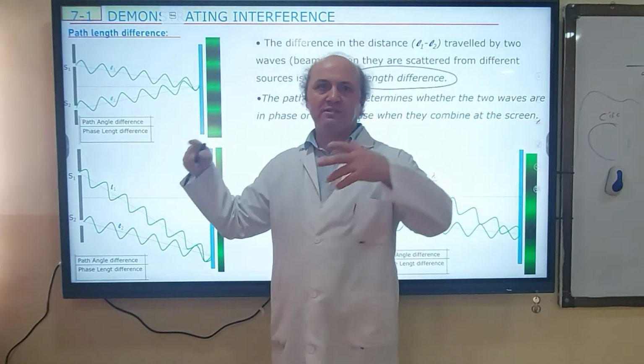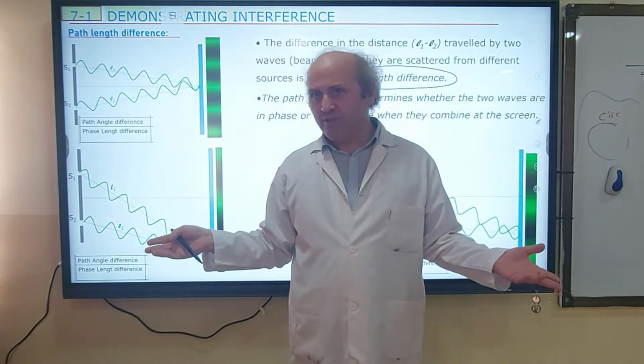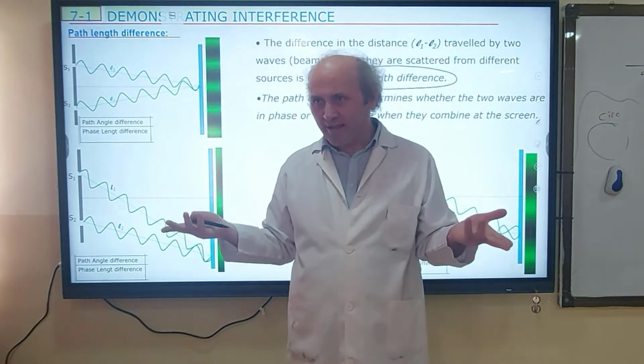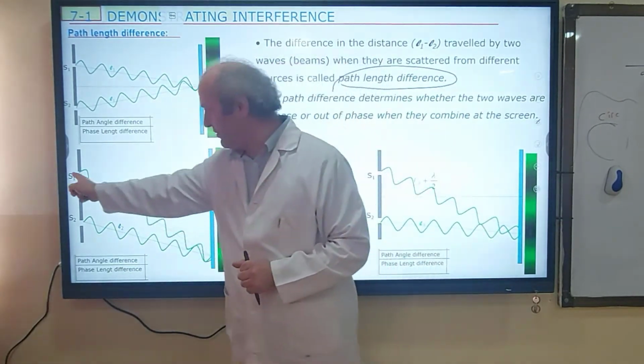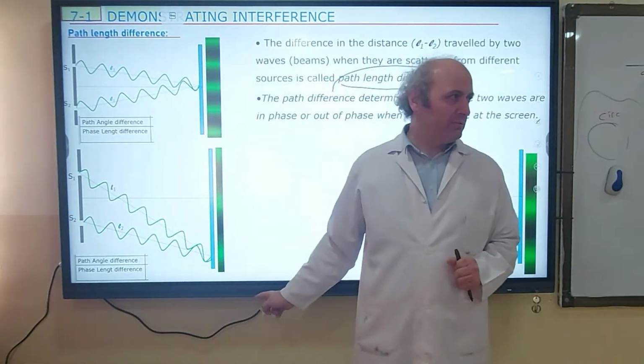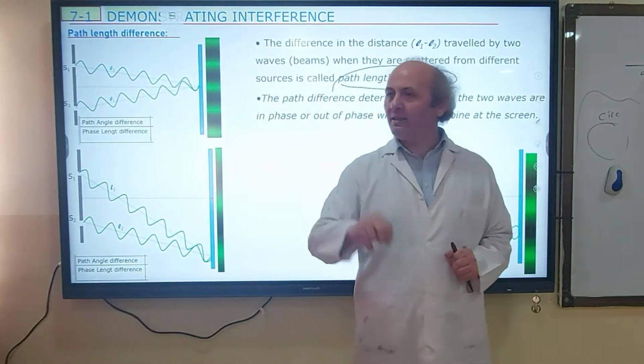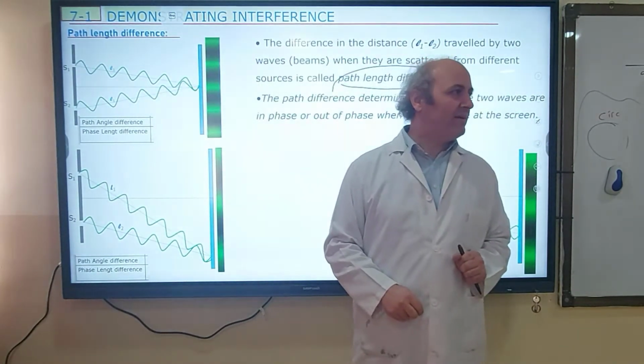One wave travels a longer distance than the other one. So the difference between these lengths is called path length difference. For example, in here, S1 travels a longer distance than S2. How much longer? 1 lambda. That 1 lambda is called path length difference.